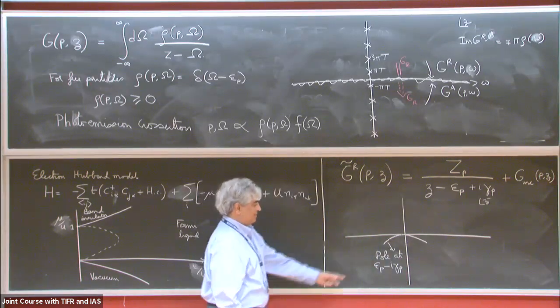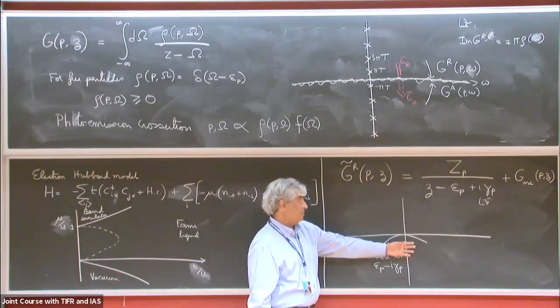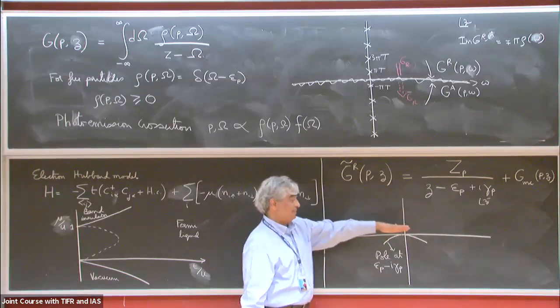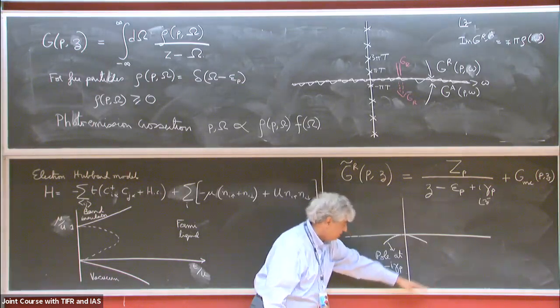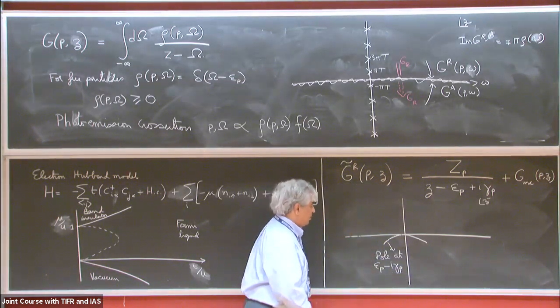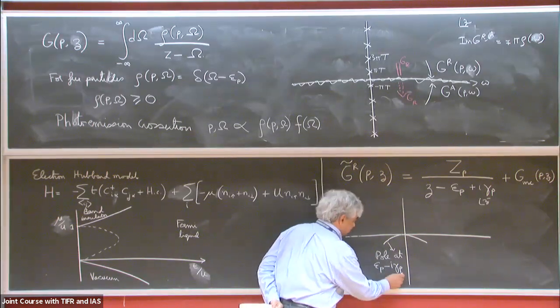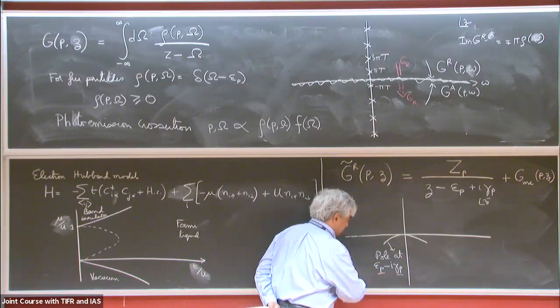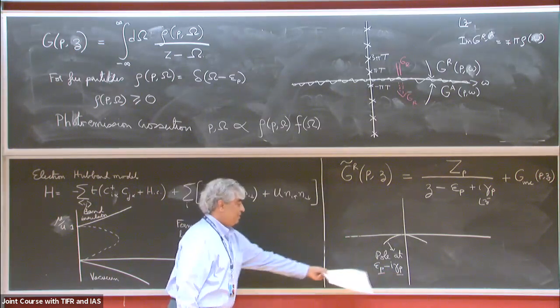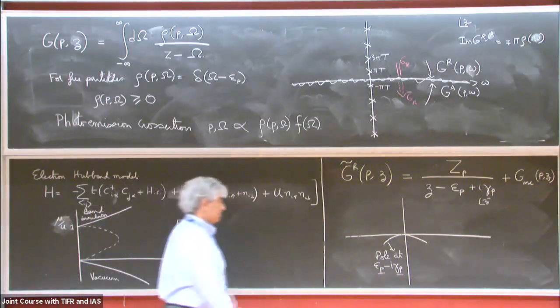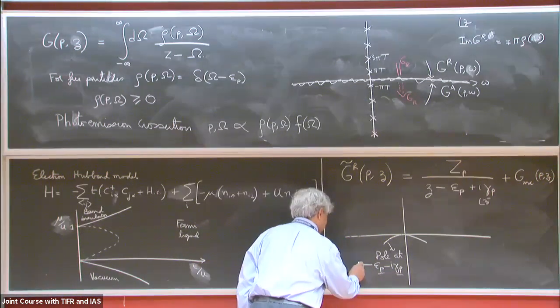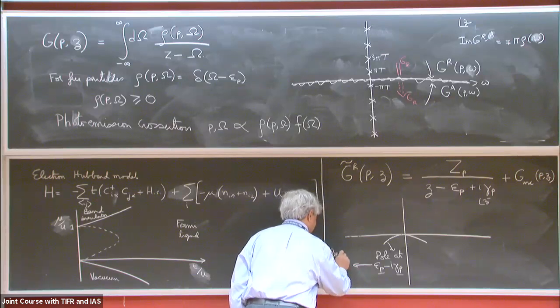Well, notice that it's in the lower half plane. It has to be because the retarded Green's function is analytic in the upper half plane. They don't have any poles there. All the poles are down here. And this pole has an imaginary part gamma_P and a real part E_P. So this E_P is exactly the quasi-particle energy. So this E_P now in an interacting system is what we call the quasi-particle energy.